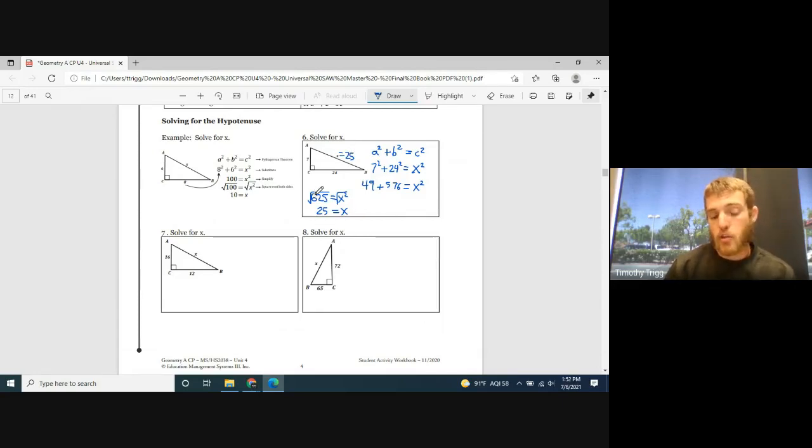I also want to talk about the square root a little bit. What the square root is saying is, what number times itself gives you 625? Well, the answer is 25. 25 times itself gives you 625.